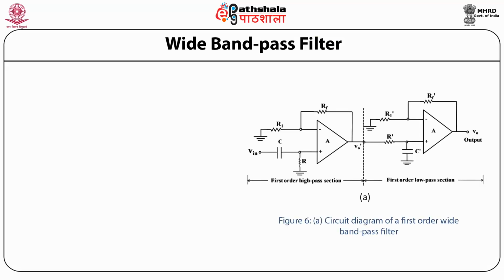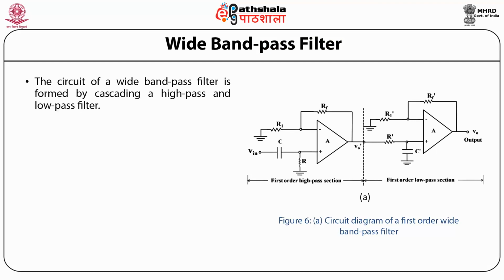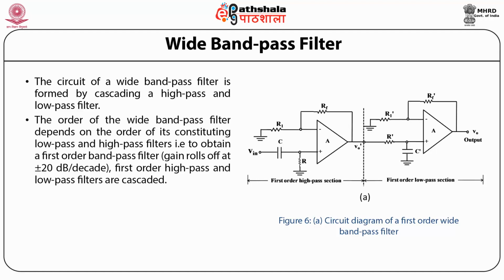Let us take up wide bandpass filter. The circuit of a wide bandpass filter is formed by cascading a high pass and a low pass filter. The order of the wide bandpass filter depends on the order of its constituting low pass and high pass filters.